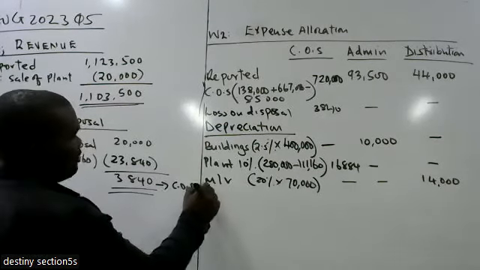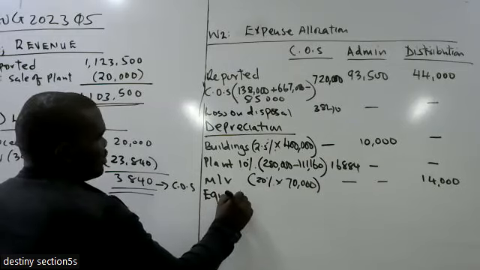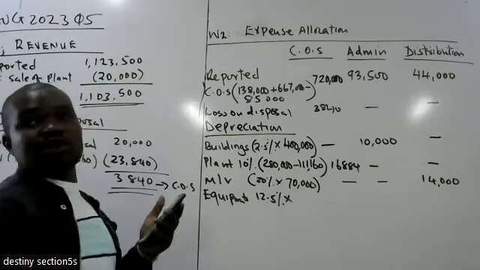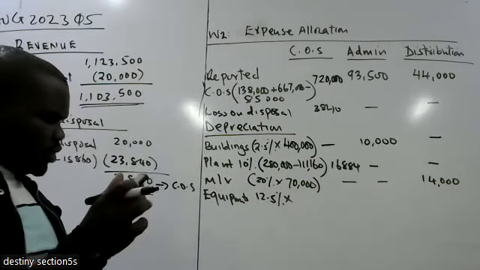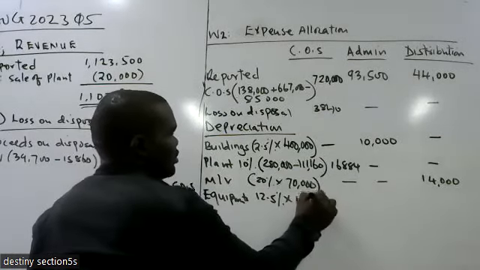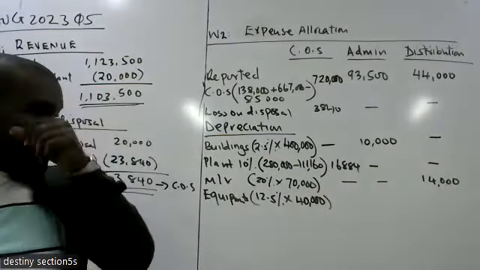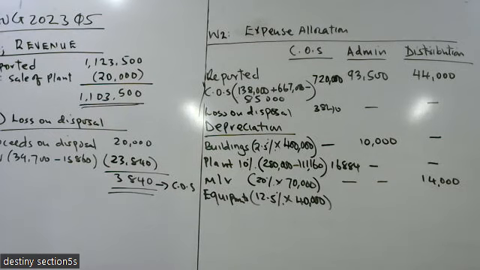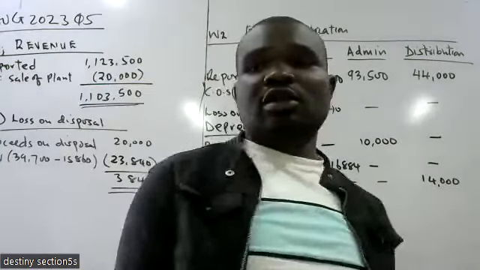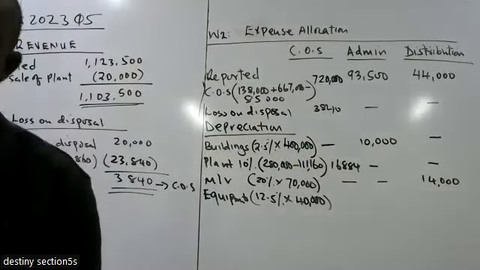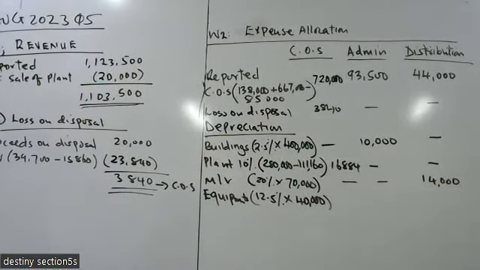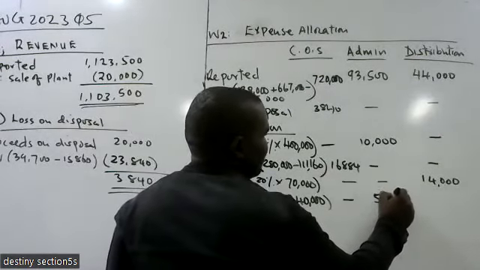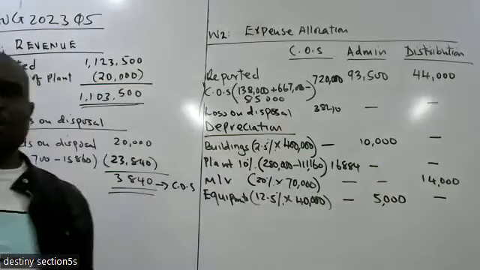Then again, depreciation on office equipment. Straight line 12.5%. Straight line is on cost. So cost of office equipment is 40. What is 12.5% of 40? Linda, 5,000. They have said we take it to administrative.